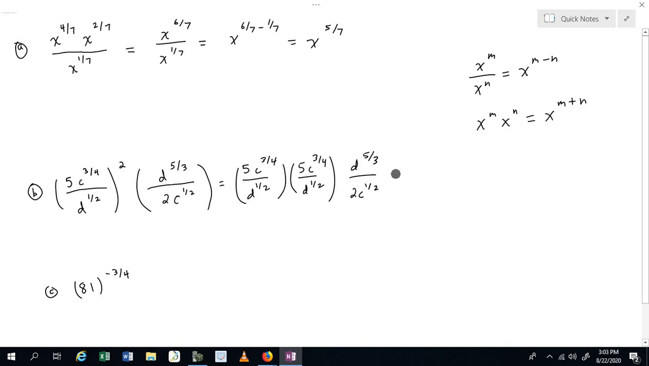And then you can rearrange the order of this. You can put the 5s next to each other. The order in which you multiply doesn't matter. So you can multiply the 5s first and then the c's, and then the d's on the bottom. And then times this d to the 5/3 divided by 2 c to the 1/2.